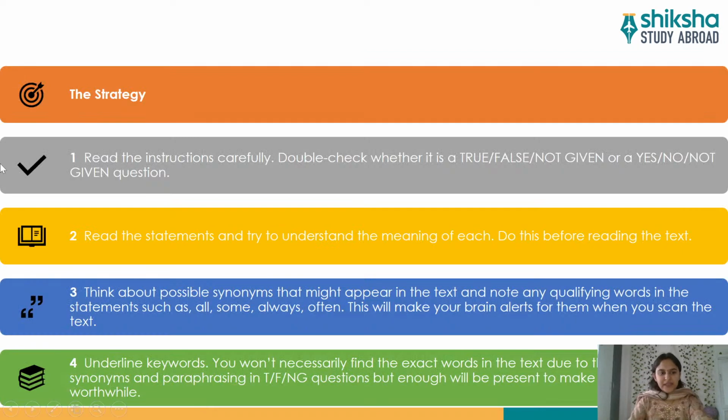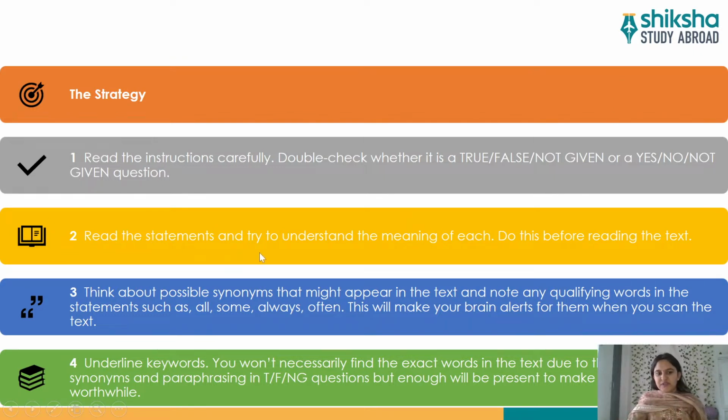Now coming to the next part, which is the strategy. There are some strategies which you need to apply for true, false, not given questions. So let's go through them one by one quickly. Now the first strategy is to read the instructions carefully. This I've already told you. There will be certain instructions in the beginning of a question about how many words you have to use. For example, it might be given as use one word and or a number, or use two words, or use three words, not more than three words. So these kinds of instructions are very important.